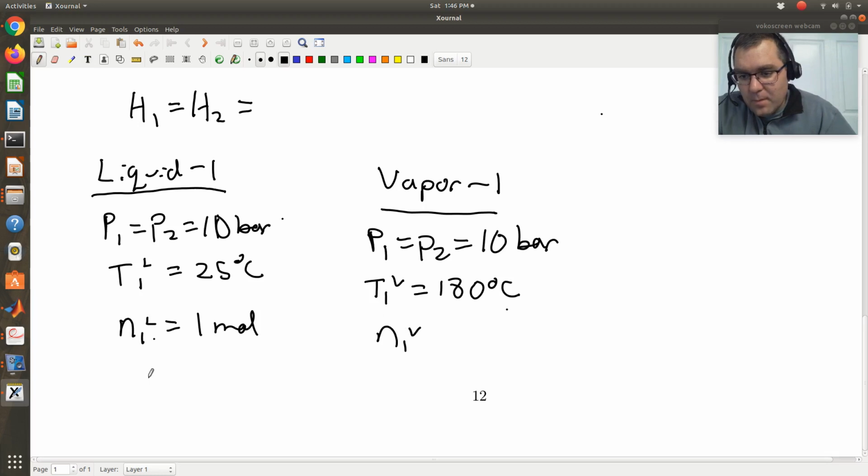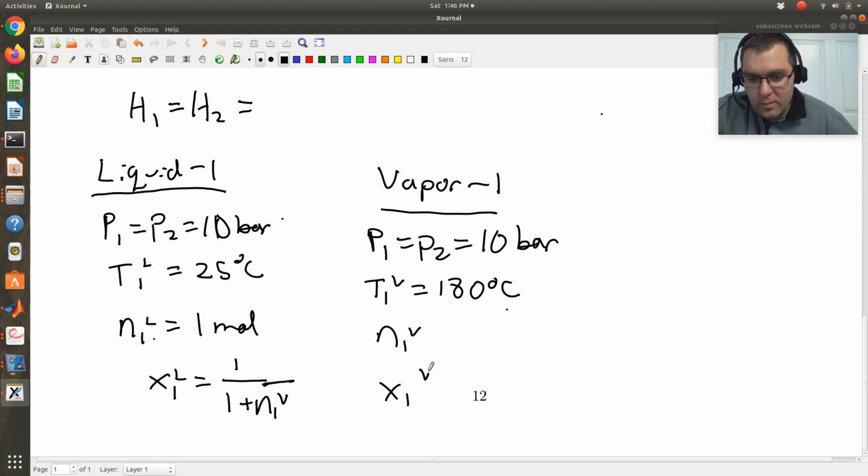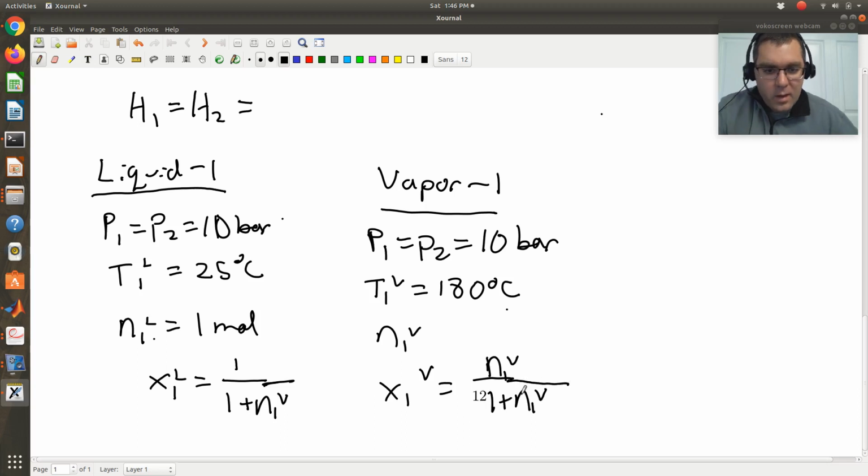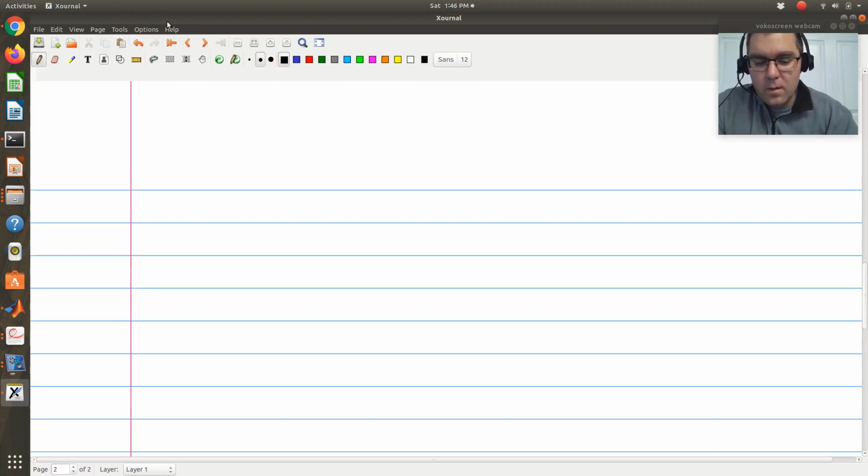So I'm going to write this as a fraction, where X1L is going to be equal to the number of moles of liquid. And let me just plug in 1. It's going to be 1 divided by the number of moles liquid plus N1V. And then likewise, X1V is equal to N1V divided by 1 plus N1V. And the key is I'm going to end up getting an equation with a single unknown, N1V, which I'll need to solve.